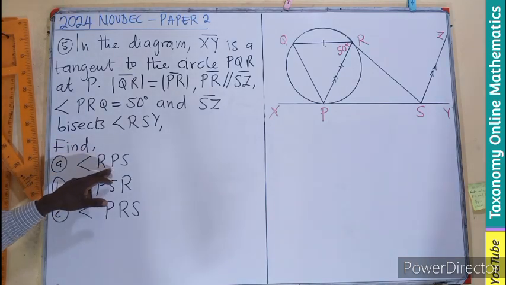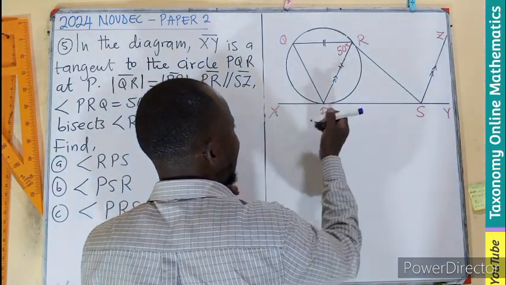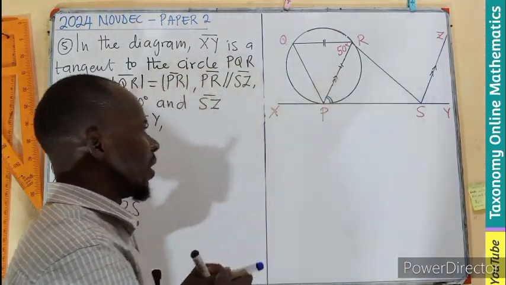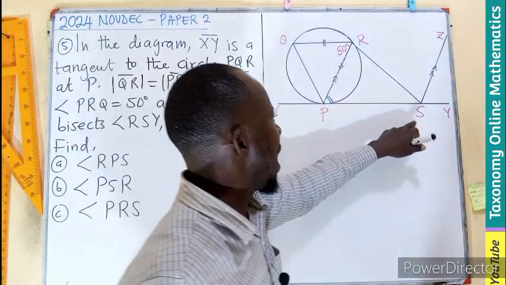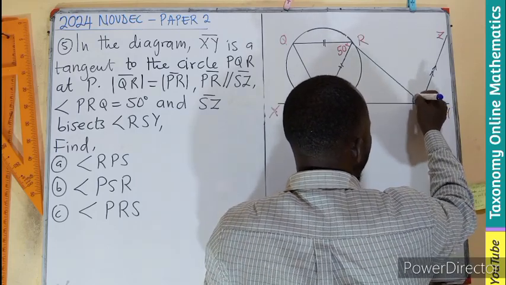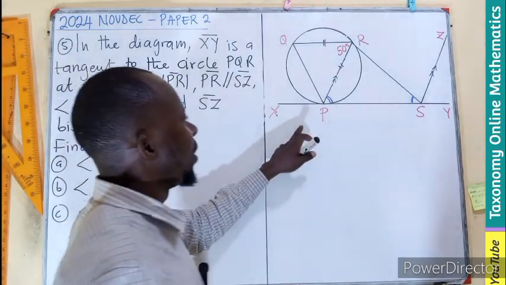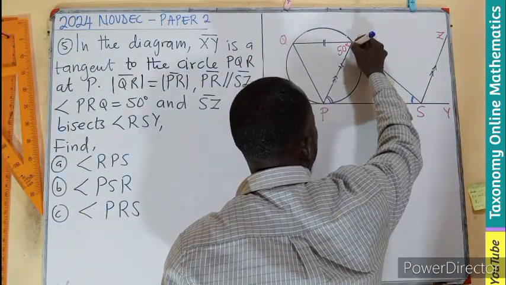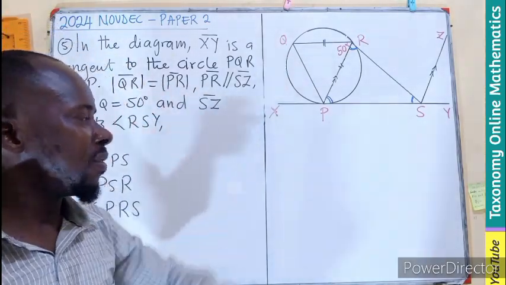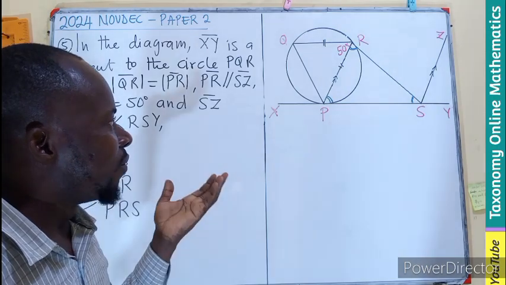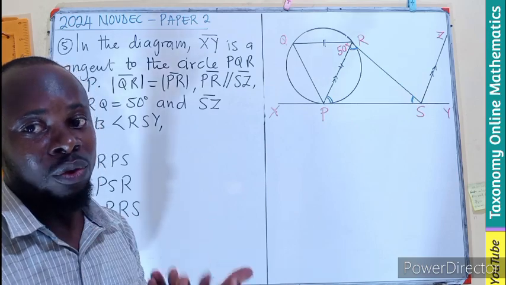We are finding RPX. So it means this angle is what we are looking for in the first case. Then PSR, we are looking for this angle as well. Then PRS. I think all these angles are formed by the triangle PRS. Alright. Now, what do we do? There are various ways we can find the answer. We just need to identify the property that we can resonate with.